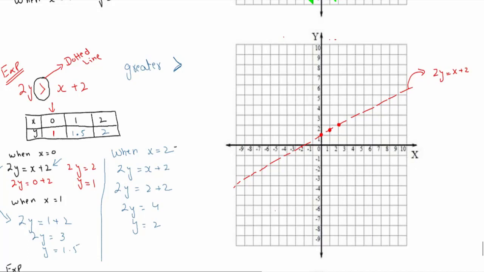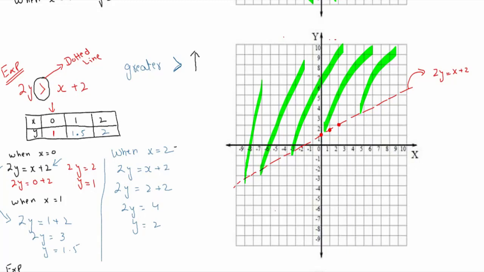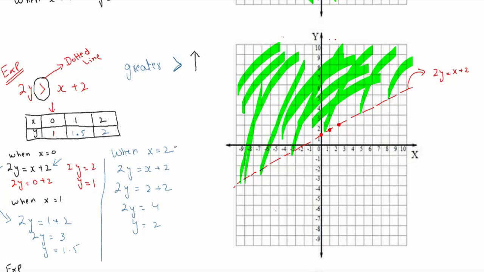If I apply some common sense, I can see greater indicates that the upper or the greater values should be shaded. So what I am going to do is shade this region, something like this. Okay, so let's just try another example.